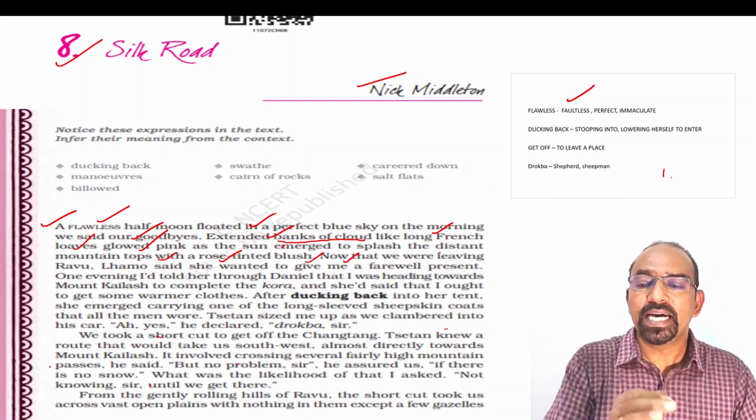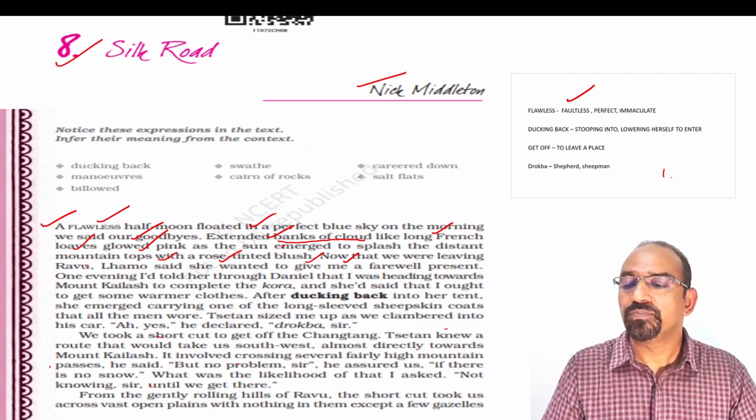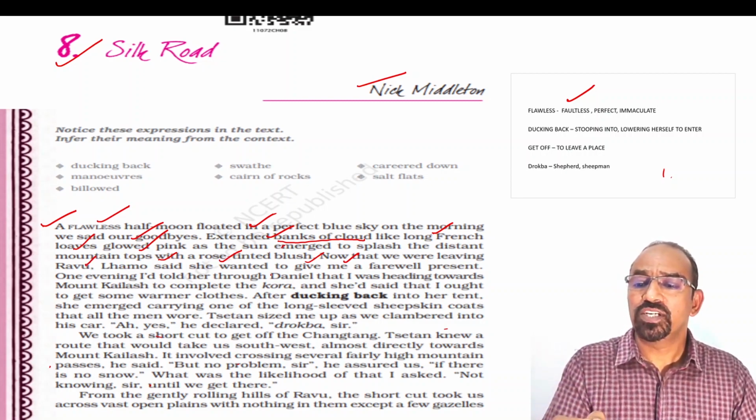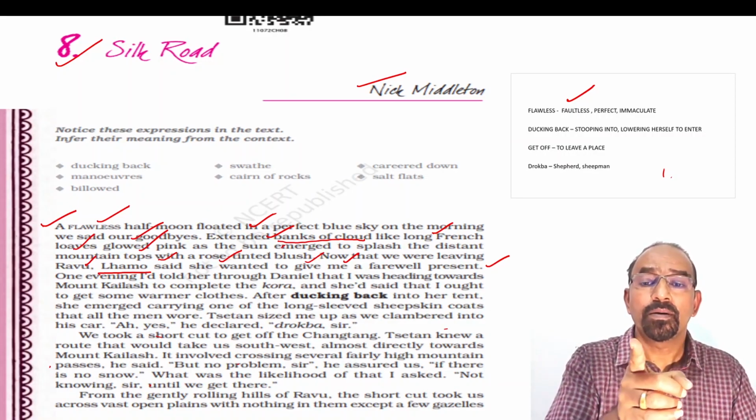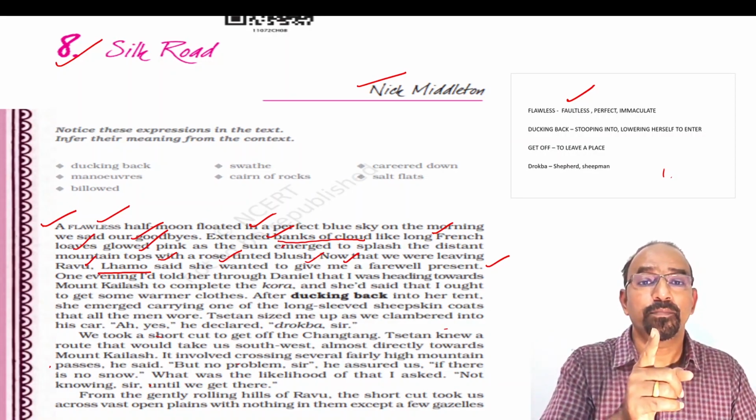"Now that we were leaving Ravu, Lamo said she wanted to give me a farewell present." Lamo is the Tibetan girl. She may be in charge of these two tourists. She promised Middleton a present.